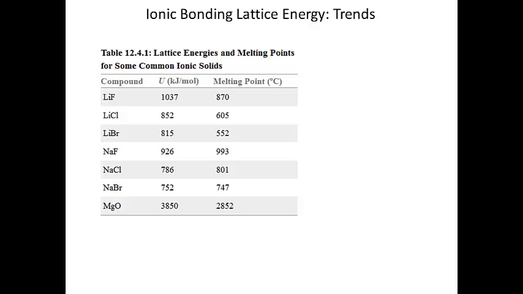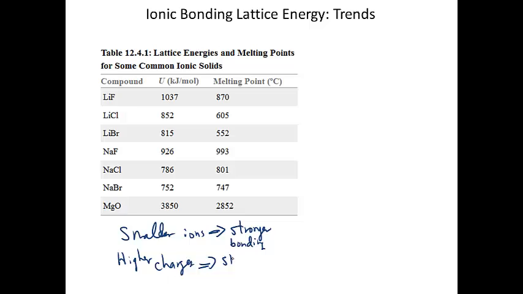And what we see is that in general, smaller ions lead to stronger bonding, and higher charges lead to stronger bonding. We're introducing a new measurement here. U, the capital U, stands for lattice energy. And lattice energy is the energy associated with breaking an ionic compound apart to separate its ions.